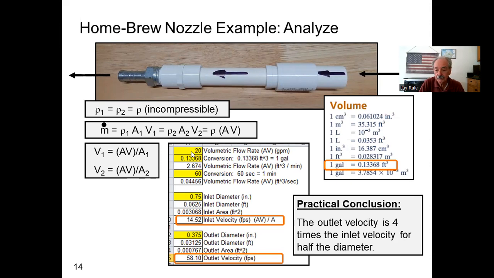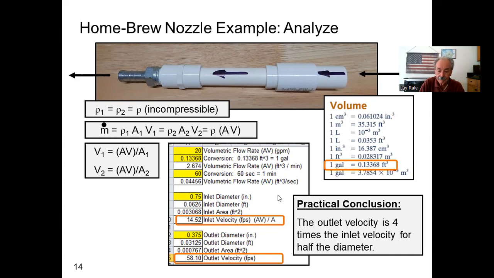I'm going to start with 20 gallons per minute volumetric flow. I'm going to go to the book and write down this conversion factor, 0.13368 cubic feet equals 1 gallon. So I'll do that math to get a volumetric flow rate of 2.674 cubic feet per minute. Now, to get my units straight, I need cubic feet per second. So I'll divide that by 60 seconds in a minute, of course, to get volumetric flow rate 0.04456 cubic feet per second.